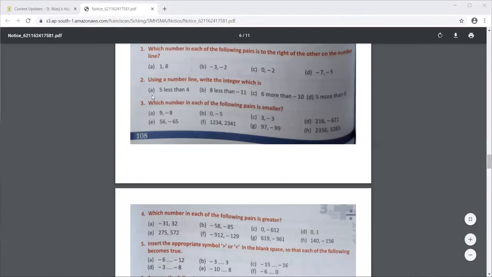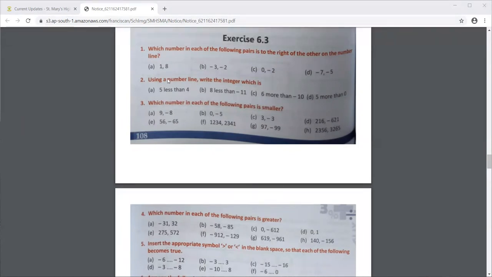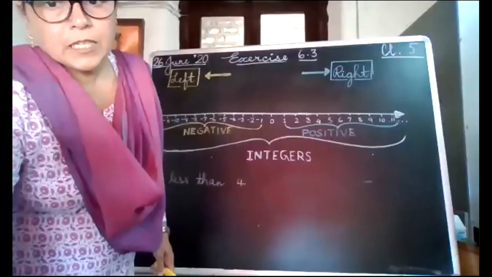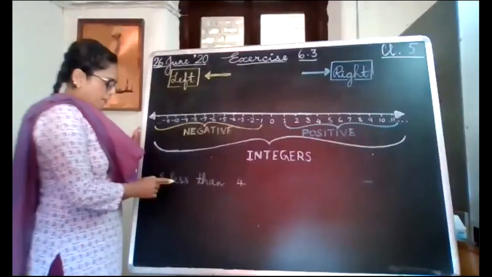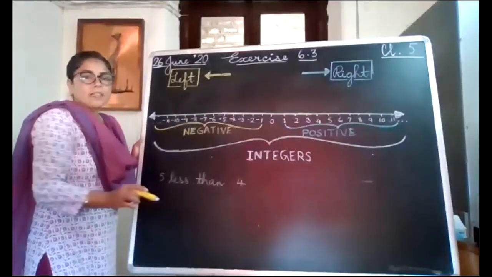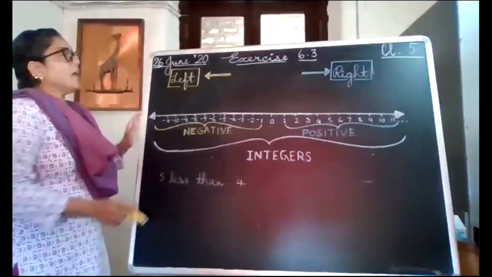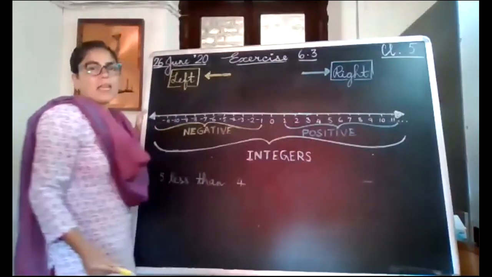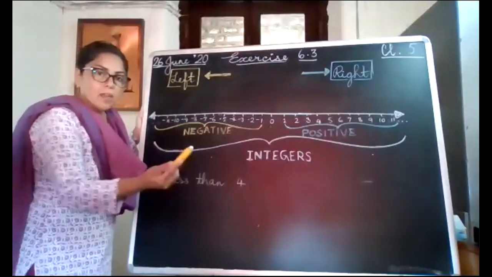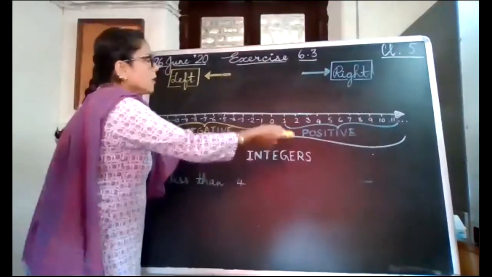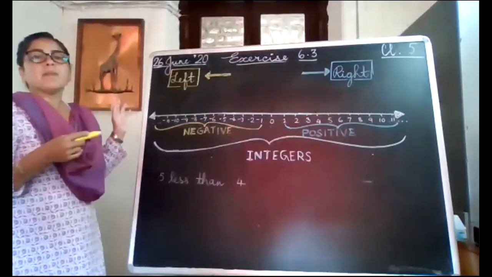So the next question, number 2 is using a number line, write the integer which is 5 less than 4. Okay, so we have to do this using a number line. Let me show it on the board. Now the first thing you need to know when you are finding out less than or more than or anything is on a number line, as you keep going towards the right, the numbers are becoming bigger in size. And as you keep moving towards the left means they are becoming smaller.